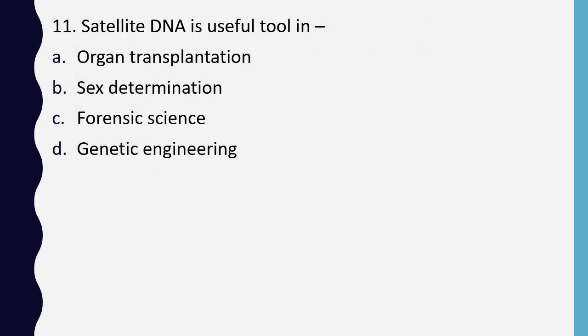Question number 11. Satellite DNA is useful tool in organ transplantation, sex determination, forensic science, genetic engineering. Correct answer is option C, forensic science.